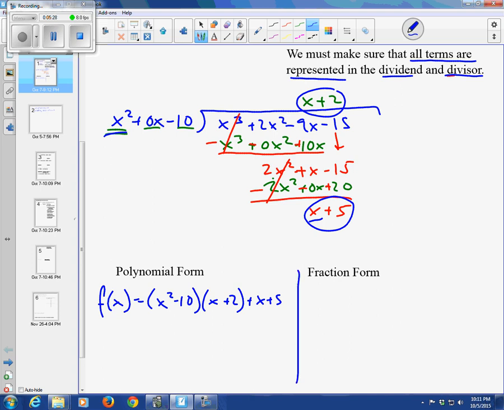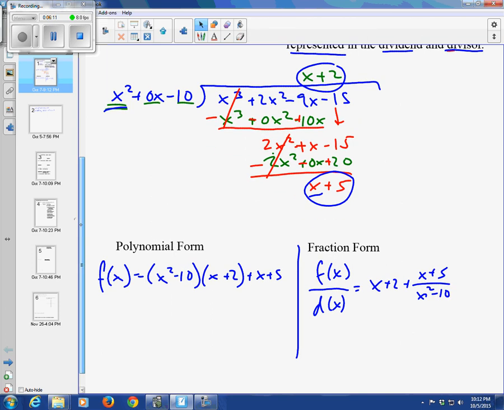The second form that we can represent our polynomial long division with is fraction form, and this is basically just a representation of the division that we've just done. F of x divided by d of x gives us the quotient, x plus 2, and then right here we have our remainder, which we cannot divide x squared minus 10 into, so that remainder, x plus 5, is still being divided by x squared minus 10.